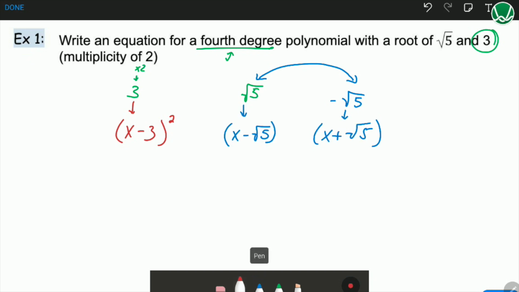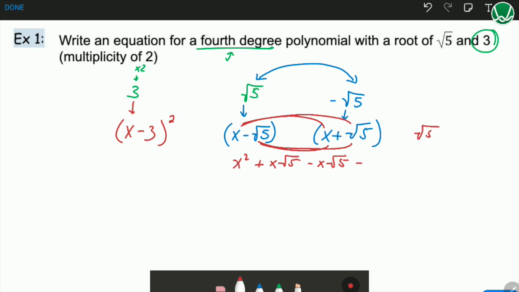Now, it doesn't specifically tell us what form to write this equation in, so I could technically just throw a y equals on front of it, but typically, when you're asked to write the equation for a polynomial, it usually helps to be in standard form. So we're going to go ahead and distribute stuff out. So, going through, we're going to distribute these. So x times x squared. X times radical 5 is x radical 5. Negative radical 5 times x is negative x radical 5. And negative radical 5 times positive radical 5 is negative radical 5 squared, or in other words, 5.